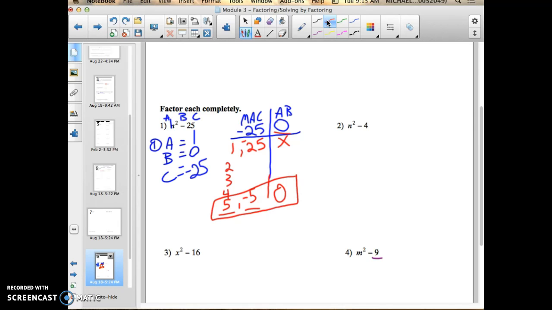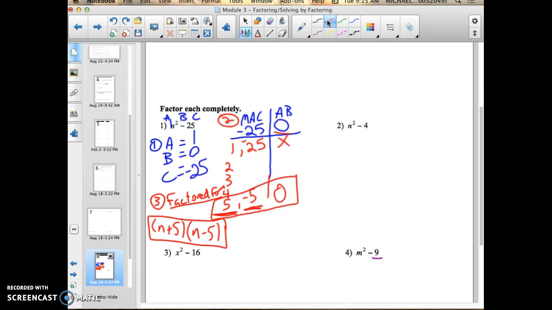So remember, that's the first step. This is the second step, the T-chart. And then finally, the third step is to write it in what's called factored form. So for factored form, I would place a variable in each of the binomials, or each of the factors, and the variable is n. One gets a positive 5 right here, so n plus 5. And the other one gets a negative 5 right there, so n minus 5. And I am done.